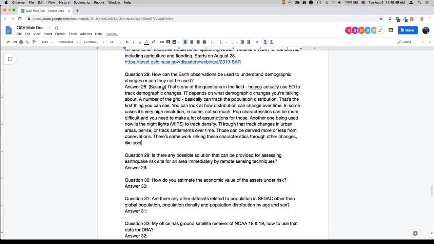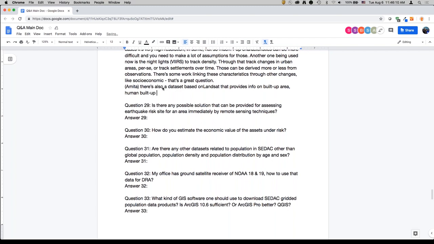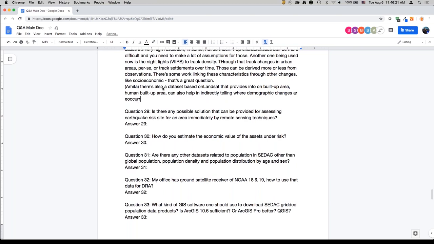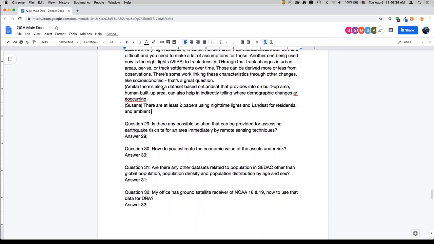But this is a great question, because that's exactly where the research is happening now: what exactly can you derive from that? Also, there is a data set based on Landsat which provides information about built-up area, human built-up surfaces. That can also help indirectly in telling where demographic changes are occurring. Yes, and there are at least two papers that I know of that use nighttime light and Landsat for residential and ambient, or day, population, just to see the difference. So there are several efforts going in this direction.